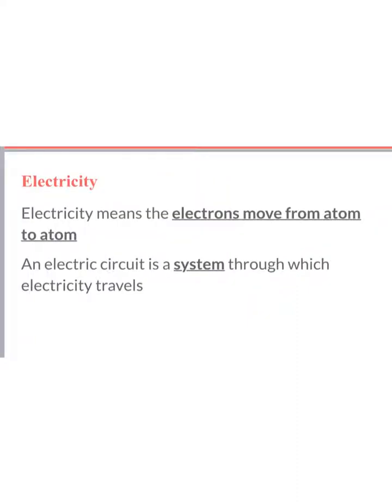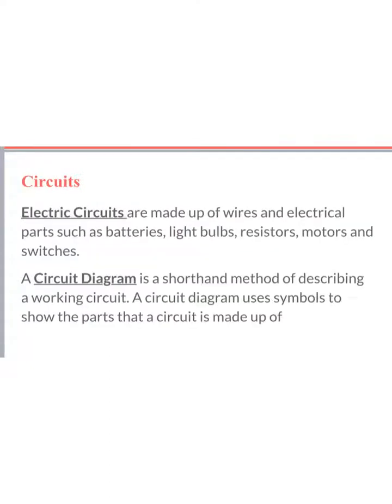So, like we've talked about, electricity means that the electron moves from atom to atom. It is not the same electron. It is a different electron that is pushed through the entire system. An electrical current system is the system in which electricity travels through.